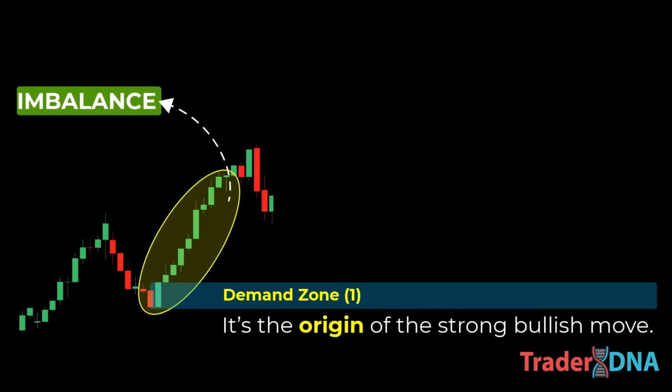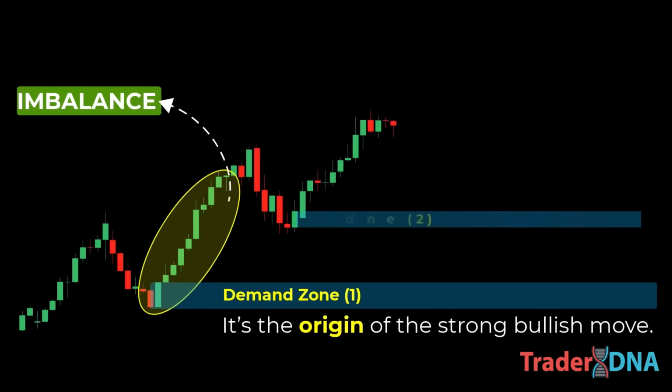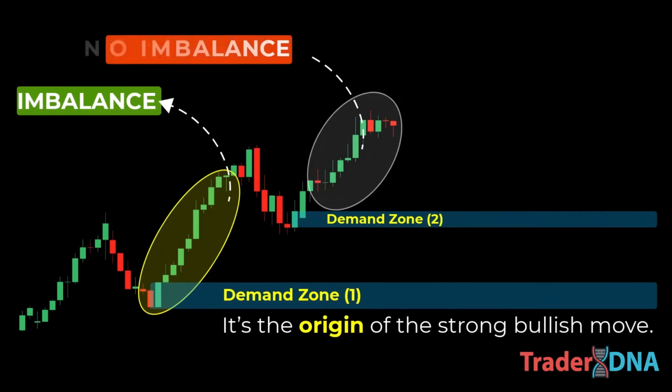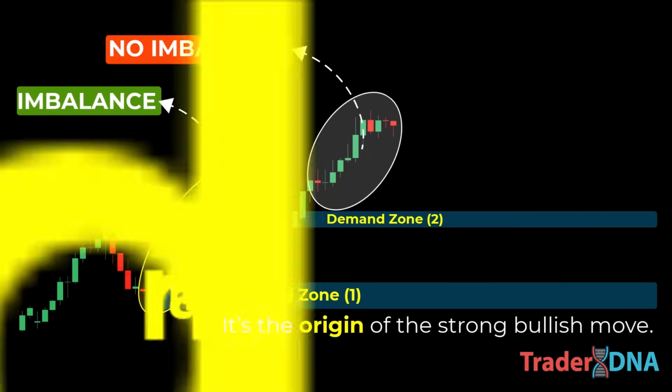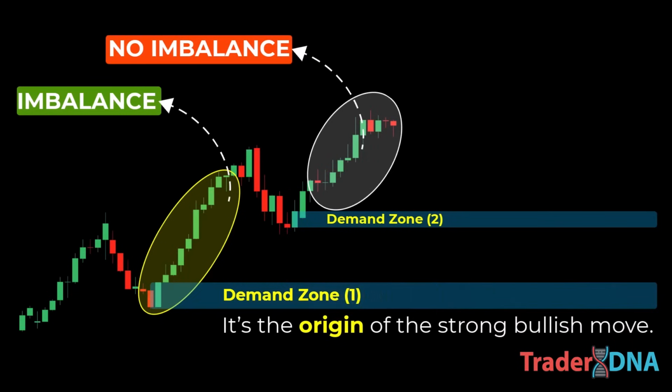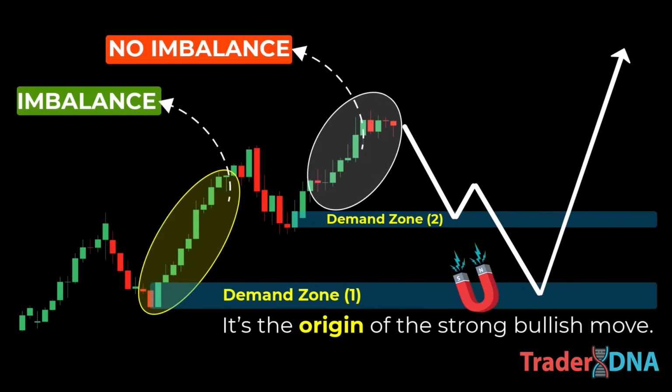Now let's imagine price pulls back. It forms another demand zone, but here's the key. This second zone doesn't create an imbalance. The price action around it was balanced, efficient, and clean. So what's the difference? When you compare the two, the first demand zone, the one that caused the imbalance, is way more powerful. Why? Because that fair value gap acts like a magnet. The market wants to come back and fill that inefficiency, and it often does so with precision.